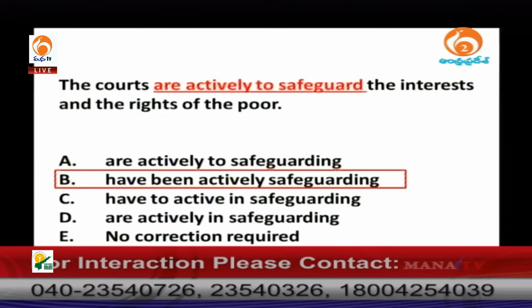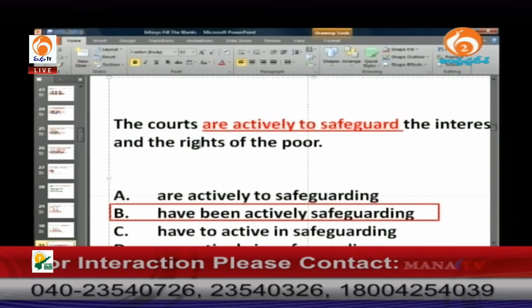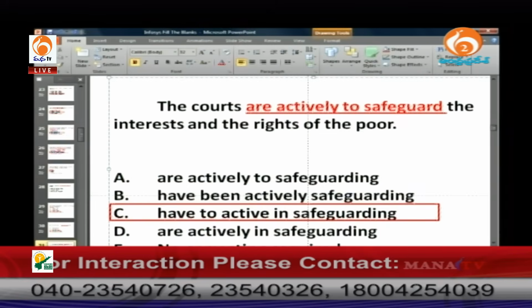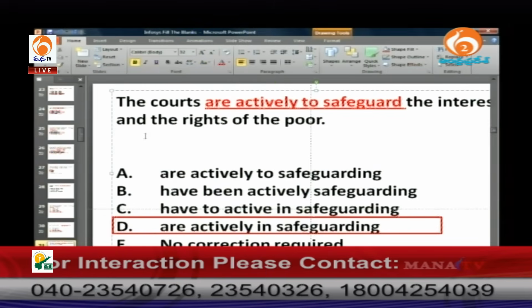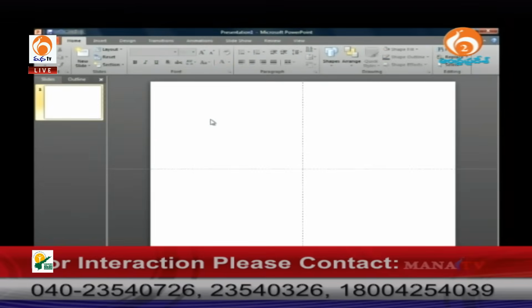Let's have the slide, please. The courts have to active in safeguarding. Have to what? Have to work actively. So when I just have the word active without any context, it does not carry any meaning. So I'll quickly tell you what I mean by this. Let me change the alignment. So what I have is, let me take a new one. This will be easier for me to explain to you.